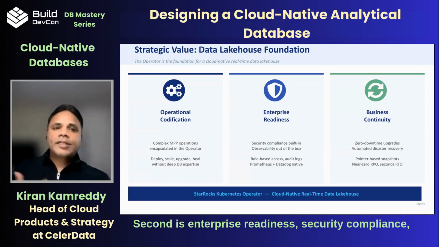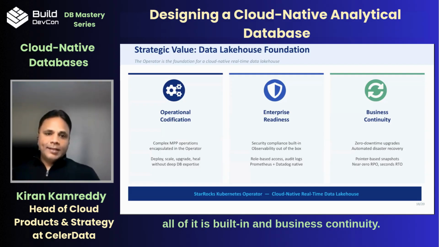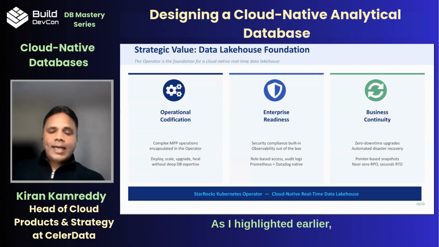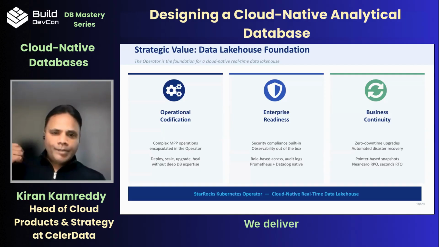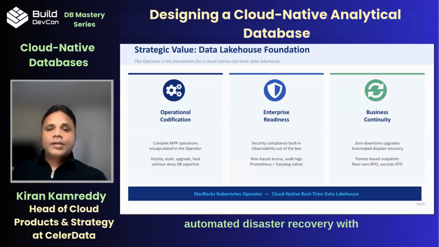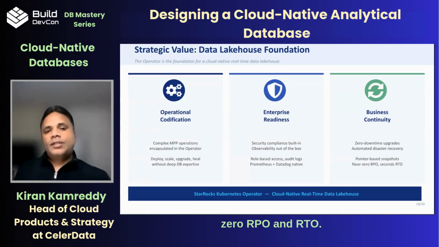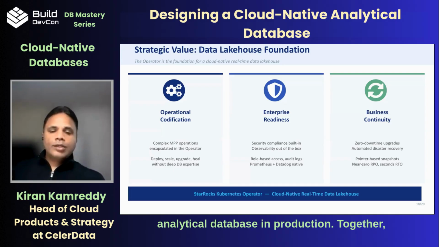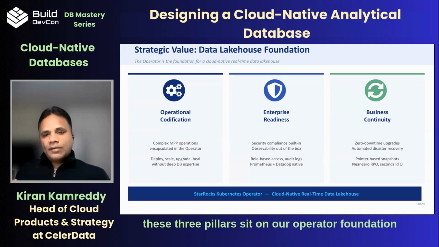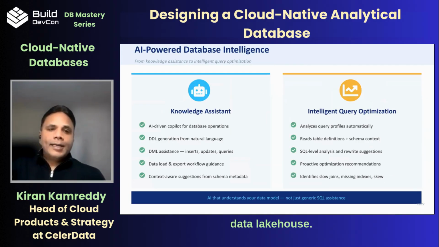Second is enterprise readiness: security compliance, observability, role-based access control, audit logs. All of it is built in. And third, business continuity. As I highlighted earlier, failures can happen at any time. We deliver zero downtime upgrades, automated disaster recovery with point-in-time snapshots and near zero RPO and RTO. This is what enterprises need to trust an analytical database in production. Together, these three pillars sit on our operator foundation and enable a true cloud-native real-time data lakehouse.